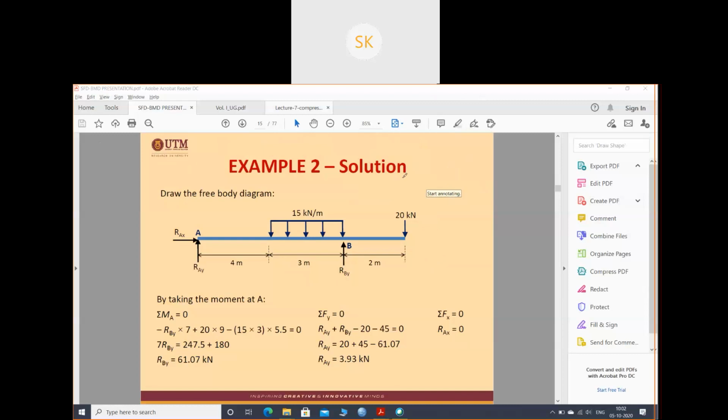Ma'am, if the beam is extended to the right of A and then there is one load acting downward, what will be the sign convention? That means you are saying that instead of extending in the B part, it is extending in the A part, right? Ma'am, it will be the same. Suppose the beam will be like this.